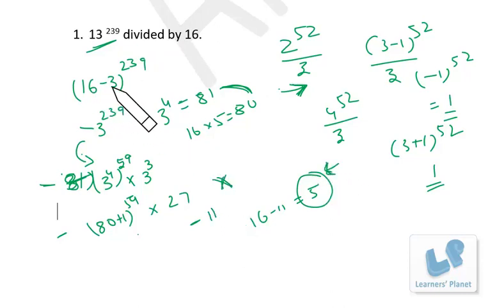The important thing is to find the relationship between these two, as I explained. We look for a number, a power of 3, that gives a difference of just 1 from a multiple of 16. I hope this problem is clear. I take the next one.